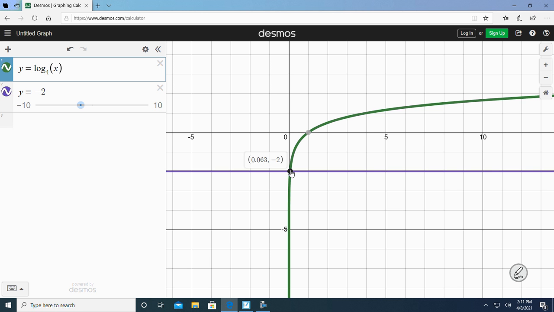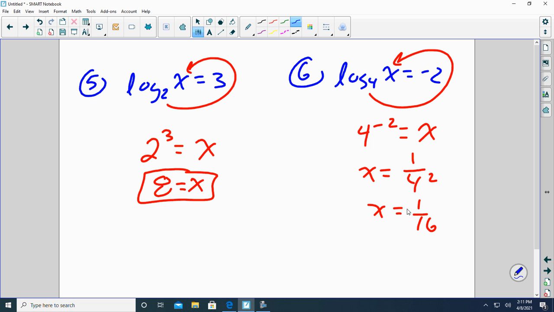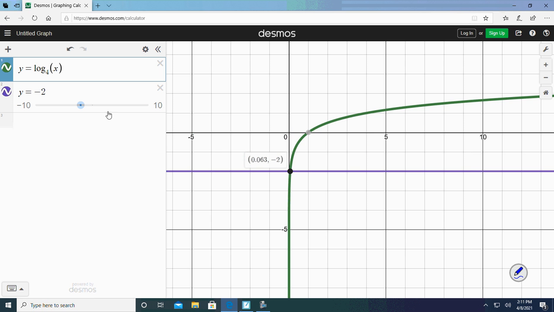What did I originally get for an answer on number 6? What did I put on my board? Number 6, I had an answer of 1/16. Is 1/16 the same thing as 0.01 or 0.063? I don't know. Tell me on a calculator. 1 divided by 16 is? Anybody? 0.0625. Okay. Do you see how they got the 0.063? They rounded it. Cool.